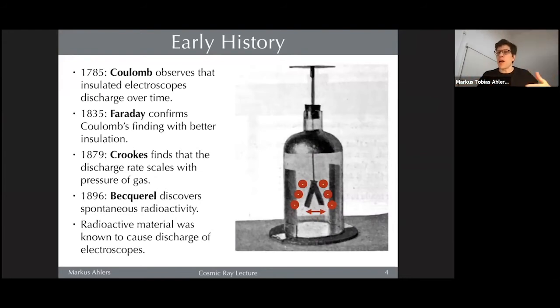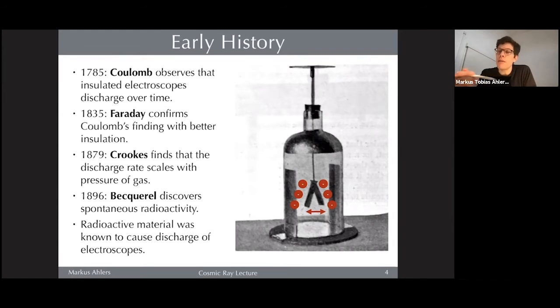So the distance of the gold leaves is a measure for the total charge contained in the system. If you watch this over time, you see that the gold leaves come closer and closer together. This is what Coulomb observed in the 18th century. This effect could be related to the fact that the system is not perfectly insulated. So in the 19th century, Faraday repeated this experiment, and he also observed a discharge, which was apparently not related to the insulation of the bottle itself. Later, Crookes observed that the discharge is related to the pressure of residual gas in the bottle.